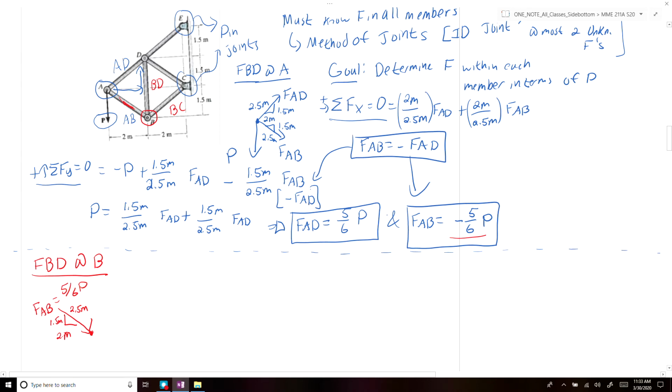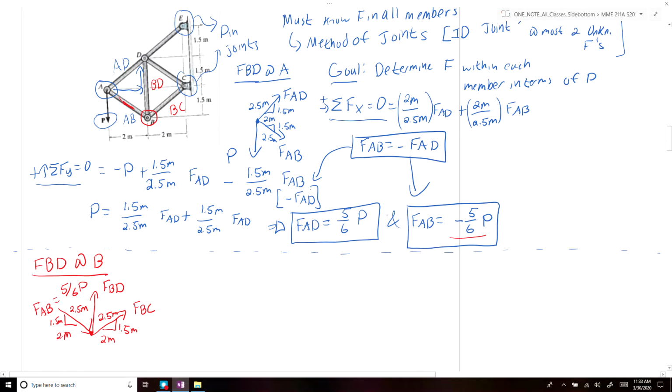All right. Then we have two additional forces. We have the force within BD, and we'll draw that in tension, and then we'll have the force within BC, and we'll draw that in tension as well. So force BC, just like force AB, will have a horizontal distance of 2 meters, a vertical distance of 1.5 meters, and a length of 2.5 meters.